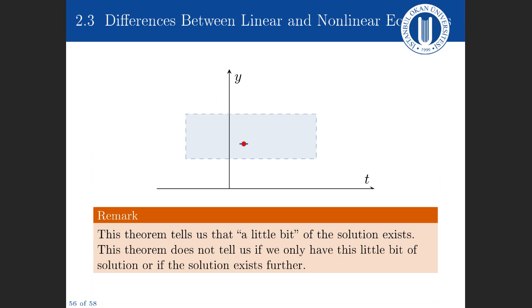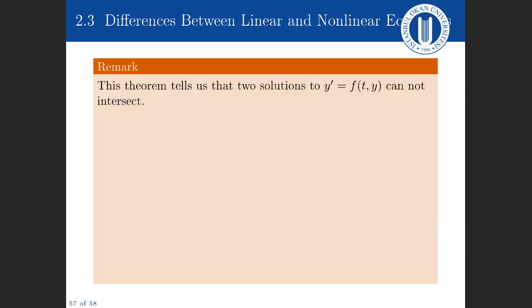Now, the theorem says that a little bit of solution exists. It doesn't tell us how much solution exists. It only says we have this little bit. We might have that the solution exists on the whole rectangle. We don't know. We might have that the solution exists for more than the blue rectangle. We don't know. All we know from the theorem is there's a very small bit of solution which exists.